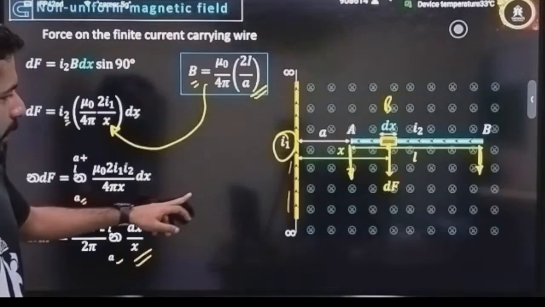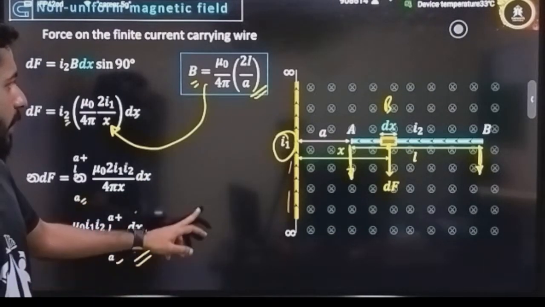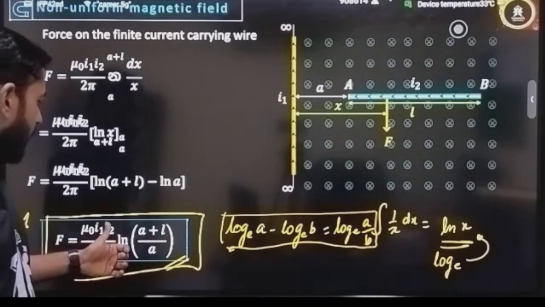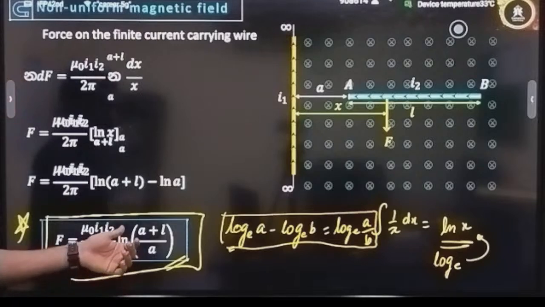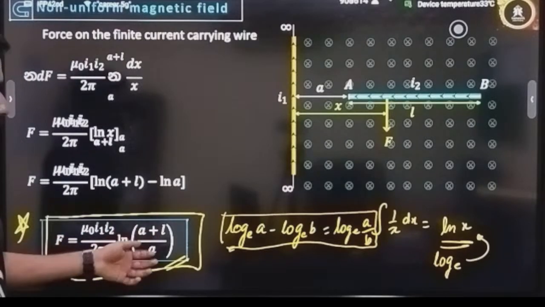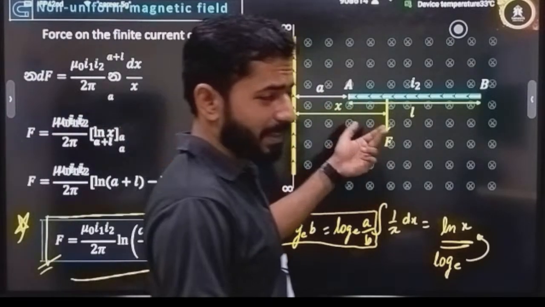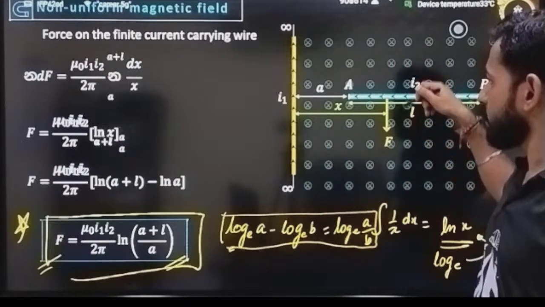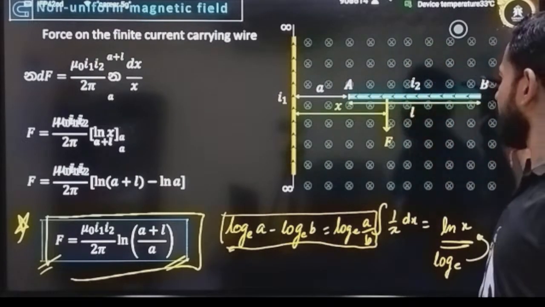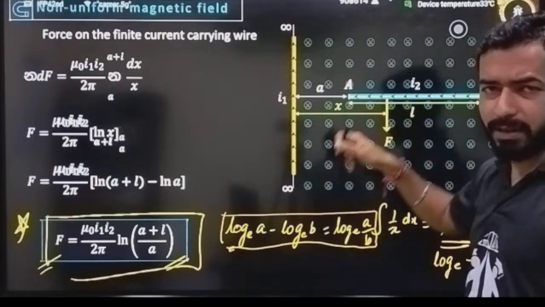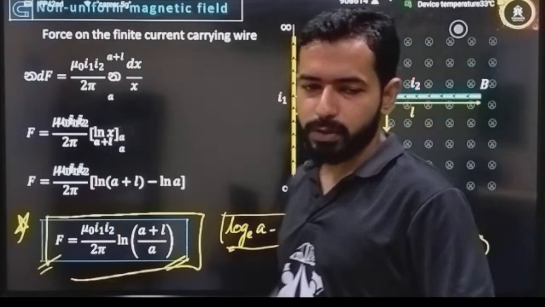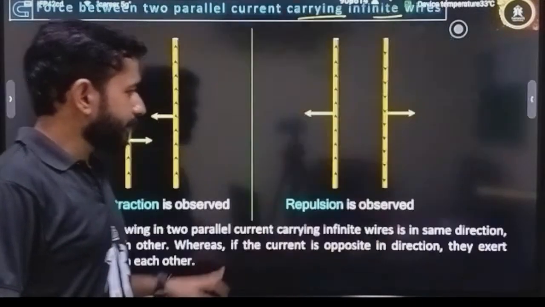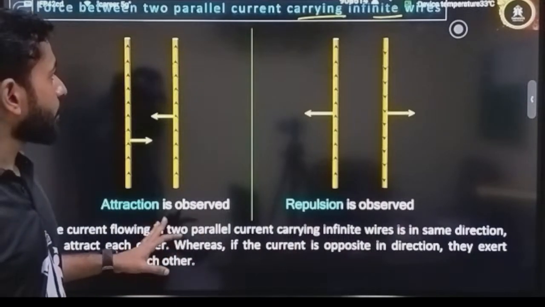Now after that, this is the complete integration shown here, and finally the result that you will be getting is mu naught I1 I2 divided by 2 pi ln of a plus l divided by a. Now here the direction has been reversed. The reason is that the direction we had taken was going from A to B, that's why the force direction was coming upward. If you take the current direction from B to A, obviously the force direction will be downward. That is not a big issue. Okay. Fine. Very good.